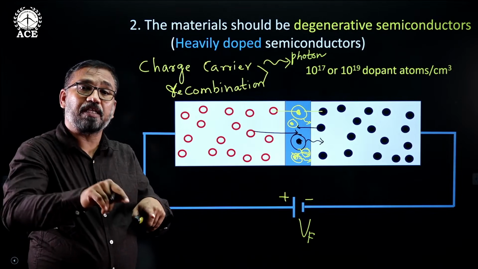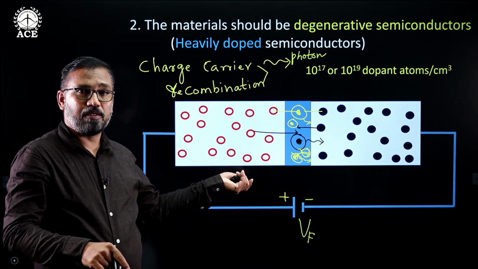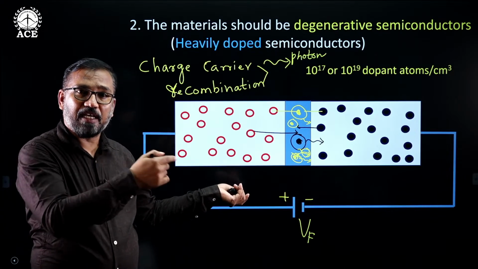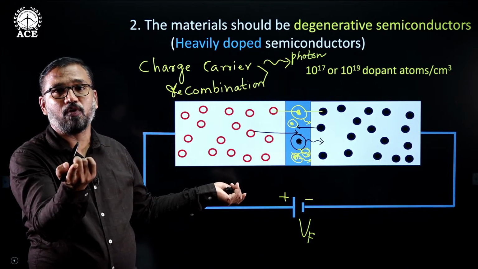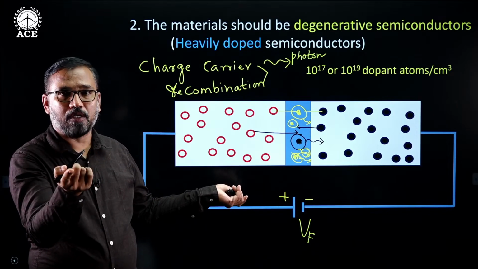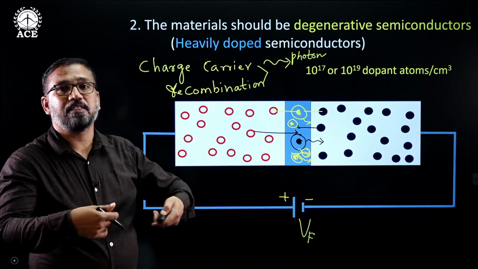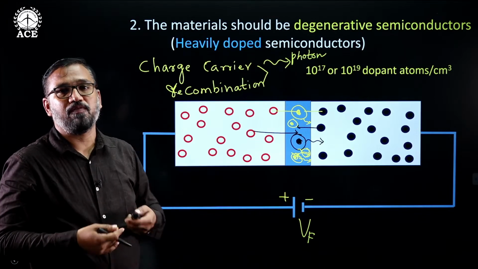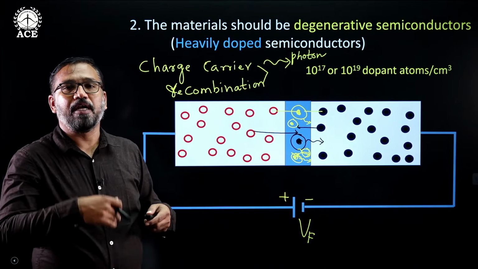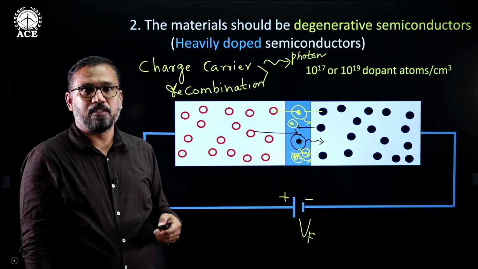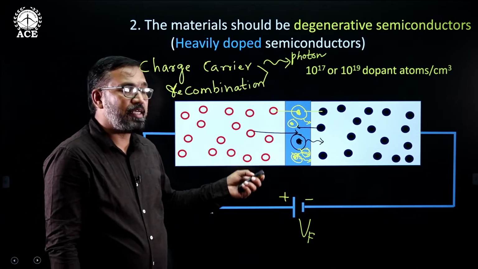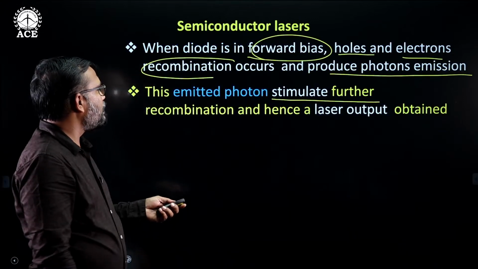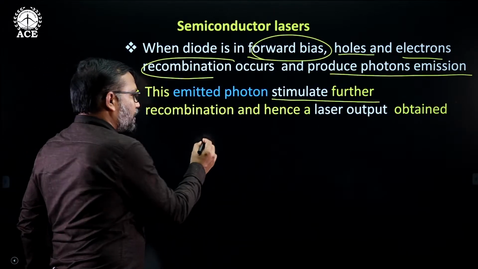This creates another recombination, and whenever recombination takes place, you get a photon. So the generation of photons keeps increasing. Amplification and multiplication of photon emission takes place at the junction and produces the laser. That is what happens at the junction. So I would like to show a simple diagram.